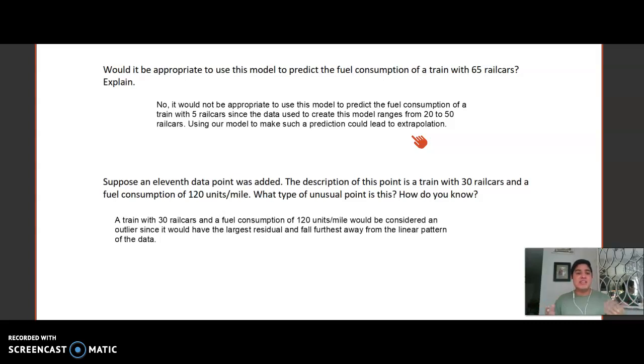We also learned about the standard deviation of the residuals as well as the coefficient of determination. We learned about 3 types of unusual points, including outliers, high leverage points, influential points, and lastly, we put it all together in this computer output.